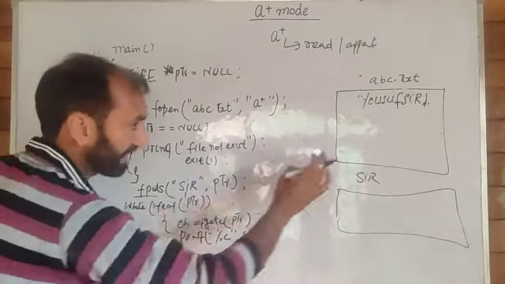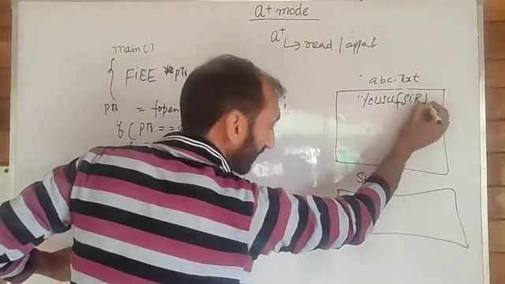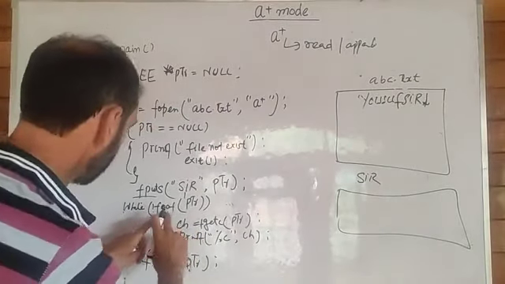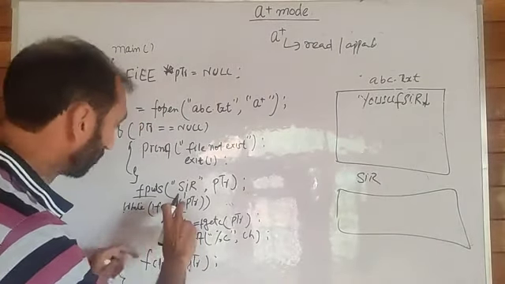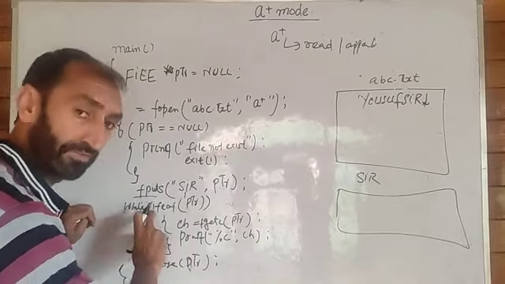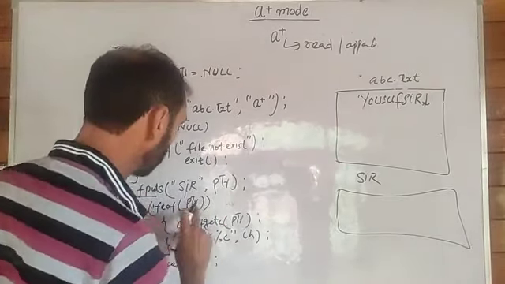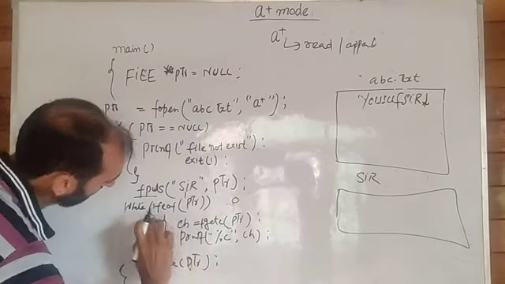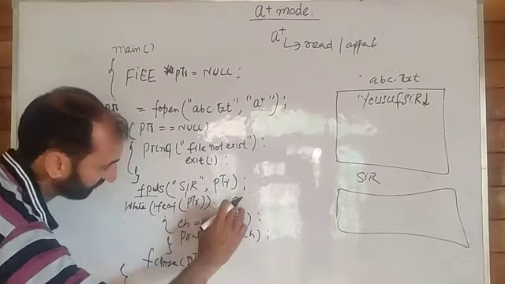Because the file is at end of file, because the cursor is at the end of the file, feof will return 1. And the logical not will convert this 1 into 0. So the overall result of this expression is 0.